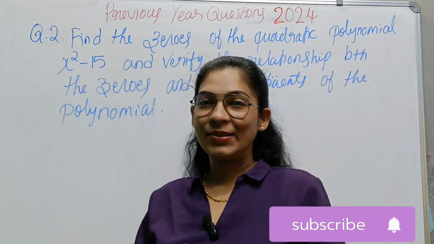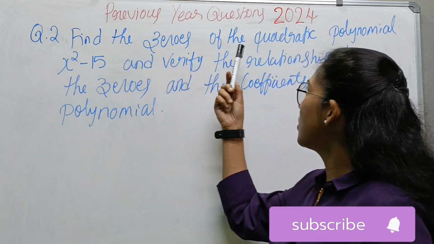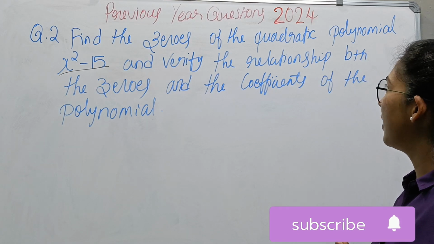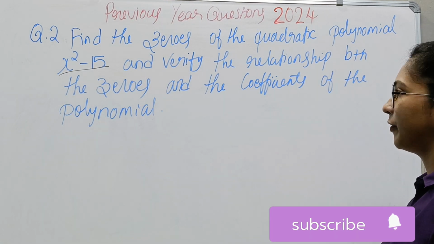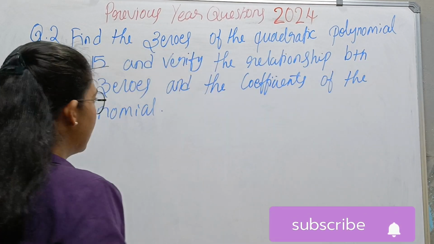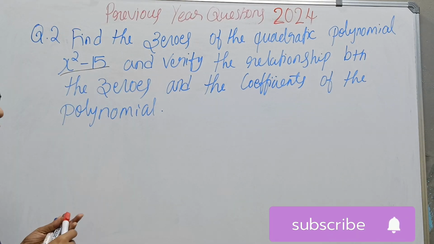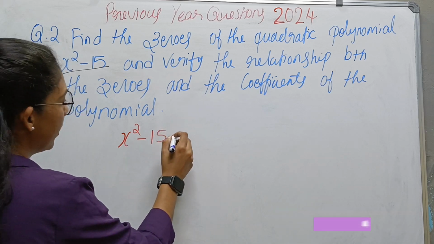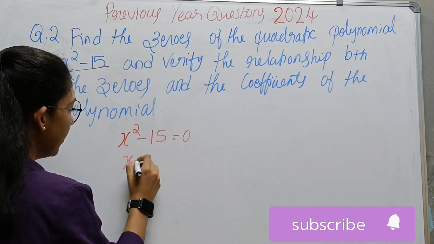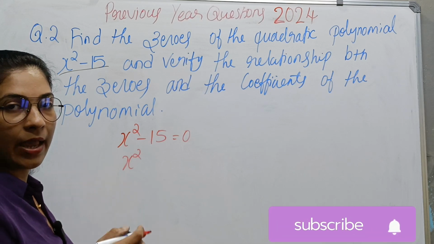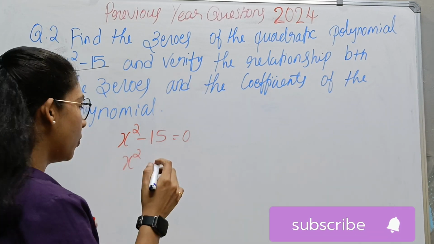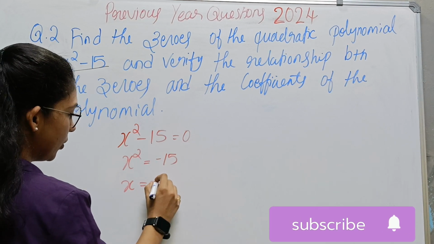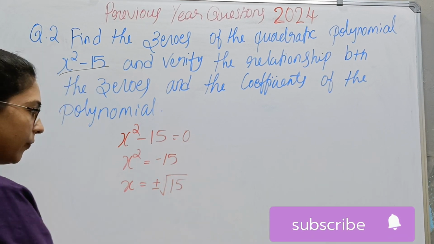Let's move on to the final and last question from this chapter. Find the zeros of the quadratic polynomial x square minus 15 and verify the relationship between the zeros and the coefficients of the polynomial. First we have to find the zeros of the polynomial. Let the polynomial be x square minus 15, and if we equate this with 0, then we get x square is equal to 15, then x is equal to plus or minus square root of 15.